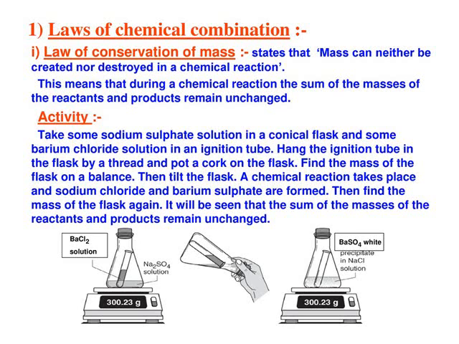Take some sodium sulphate solution in a conical flask and some barium chloride solution in an ignition tube. Hang the ignition tube in the flask by a thread and put a cork on the flask. Find the mass of the flask on the balance. Then tilt the flask. A chemical reaction takes place and sodium chloride and barium sulphate are formed. Then find the mass of the flask again.